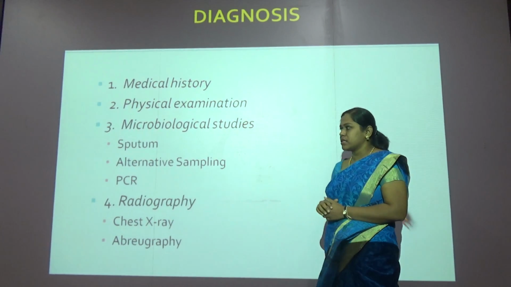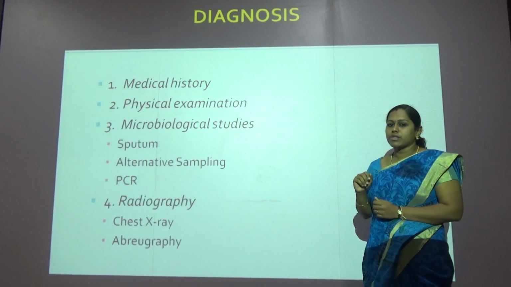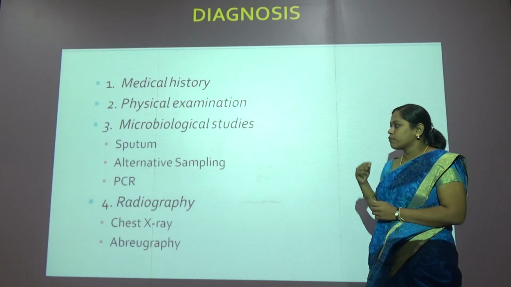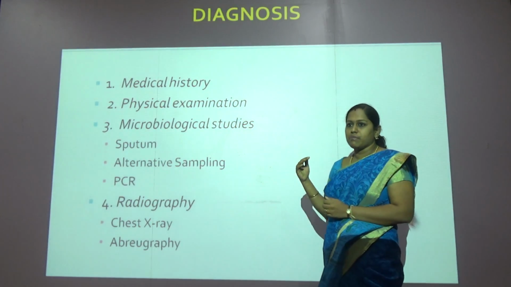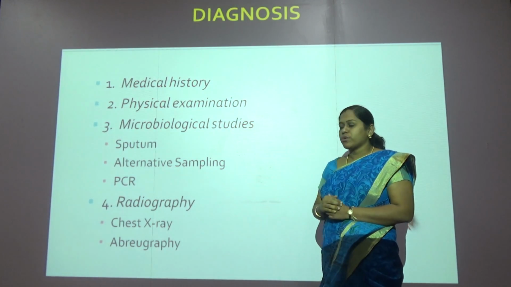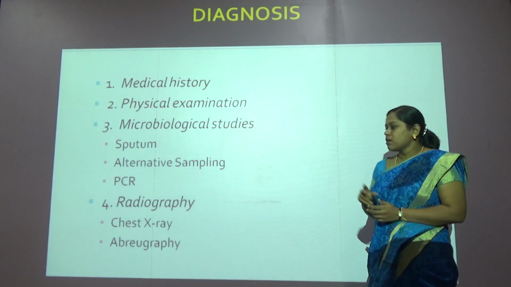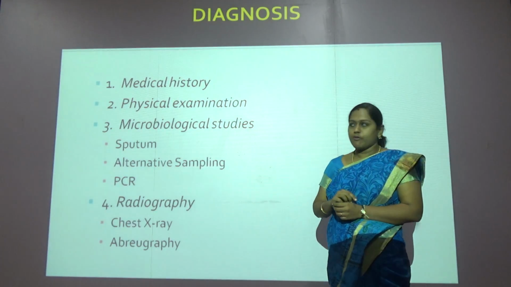The first one is medical history, and the second one is physical examination. Third one is microbiological studies. Under microbiological studies, we have to take samples of sputum, alternative sampling, and PCR. PCR is nothing but the polymerase chain reaction. And the fourth one is radiography. Under radiography, there are 2 types of X-rays: one is chest X-ray, another one is abreugraphy.